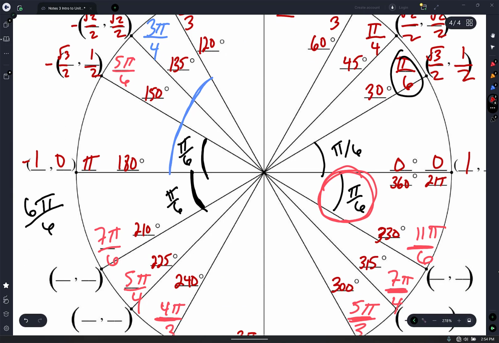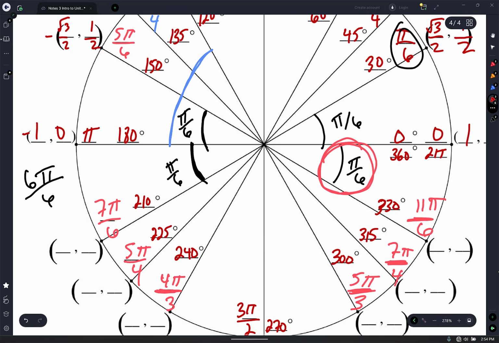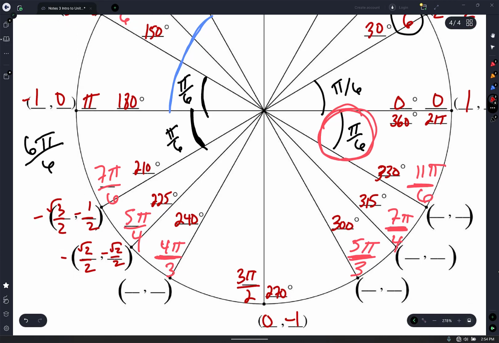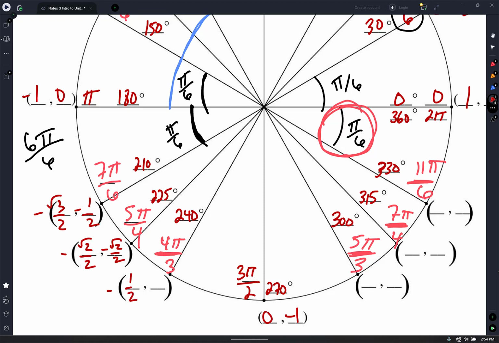They're both, starts with the letter N. They're both negative. Just reflect it. Negative square root of 3 over 2, negative 1/2. Negative square root of 2 over 2, negative square root of 2 over 2. Negative 1/2, negative square root of 3 over 2.